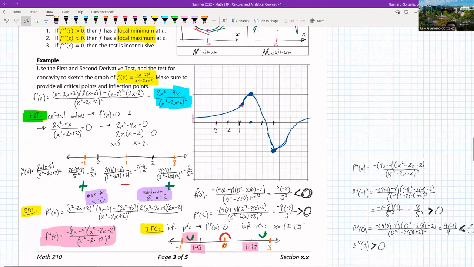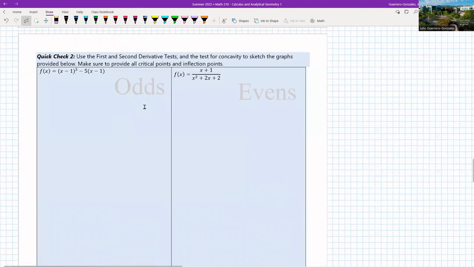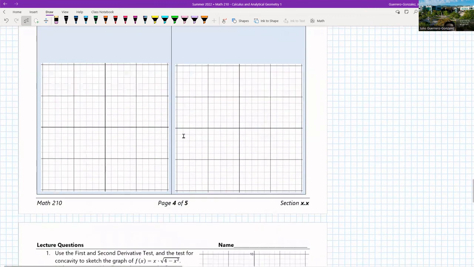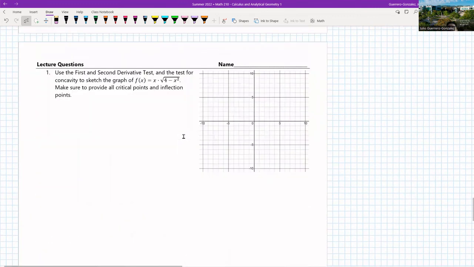Perfect timing. Huh? Okay. Next thing that's up is quick checks. Go ahead and try to do the exact same thing that I was doing. Keep your thoughts in order. Like I said, I don't really mind if the values aren't there. Just give it a rough sketch. Use the information that's from first derivative test, second derivative test, and the test for concavity to try to fit everything in as best as possible. Give me a rough sketch. Doesn't have to be entirely exact. Okay. And then after that is lecture questions.